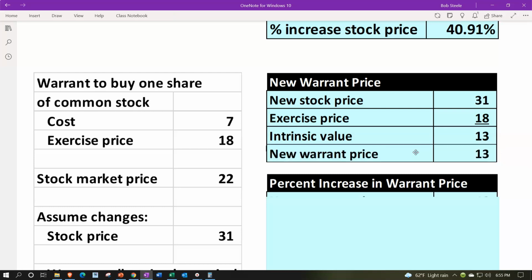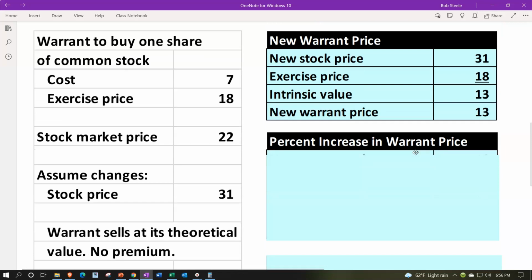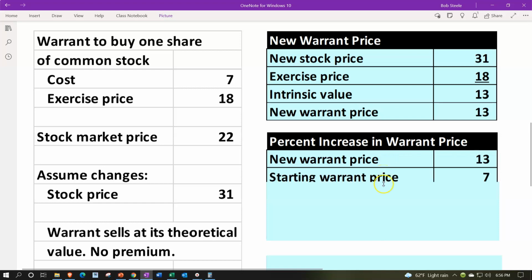Notice if there was a premium, then it would be even higher, right? That would mean that the warrant price would be higher than the $13, but we're going to assume that the speculation premium has gone down as time has passed. So the percent increase in the warrant then would be, we have the new warrant price of 13. The starting warrant price was 7.